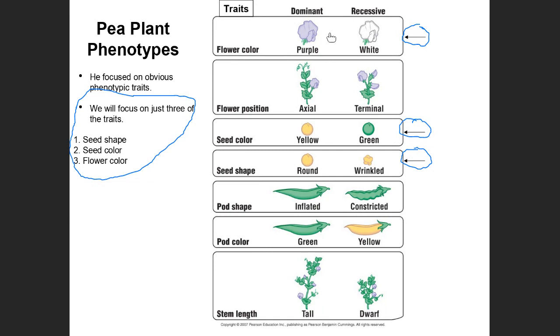After he performed monohybrid crosses for each of these traits individually, focusing on just one trait at a time, he stepped it up. He increased the complexity of his experiments by performing dihybrid crosses. Whereas mono means 1, di means 2.